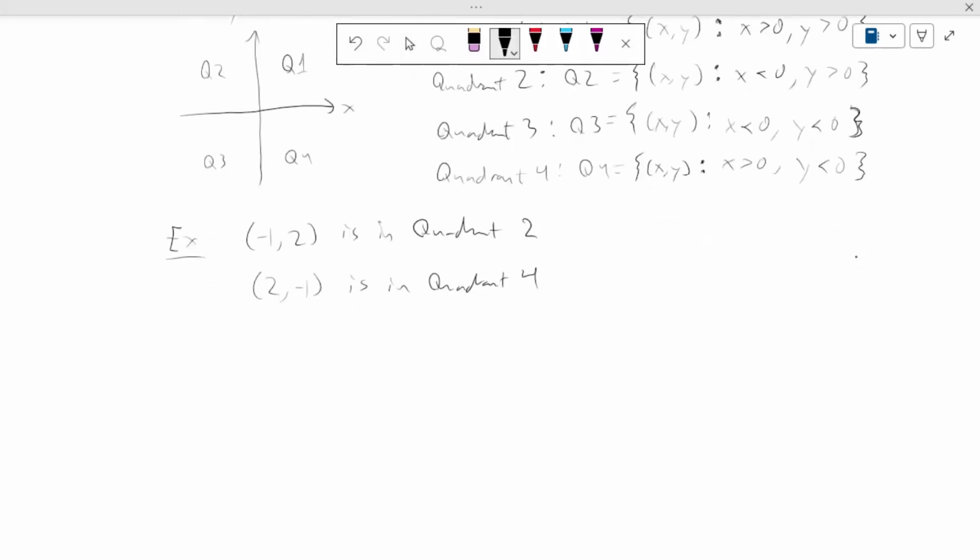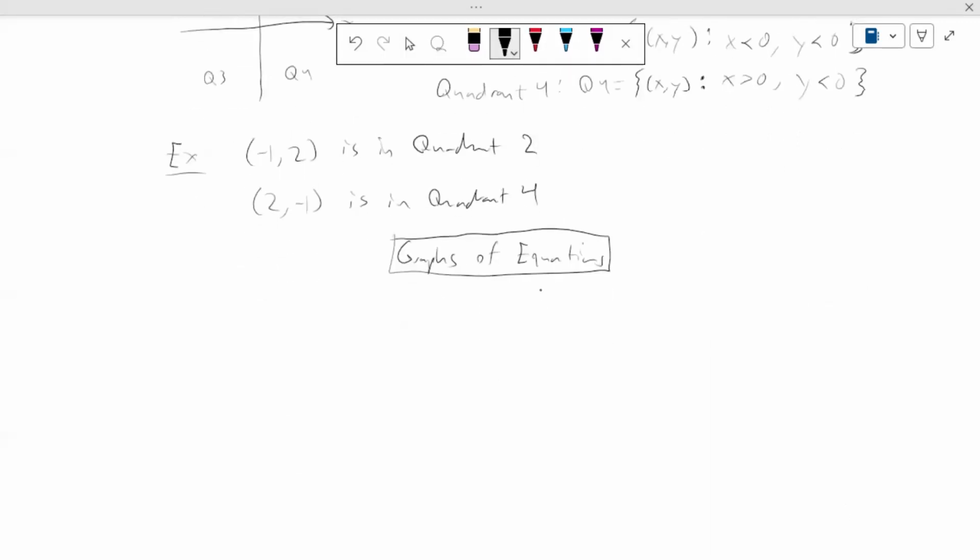I'm going to throw some more definitions at you though. Here's our next subheading, graphs of equations. Here's a definition for us. An equality between two quantities or expressions is called an equation.